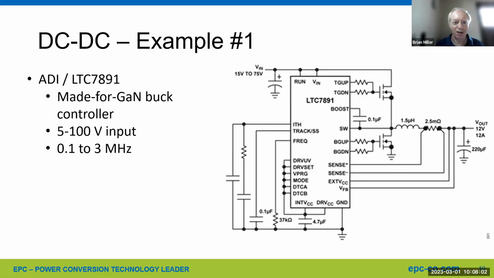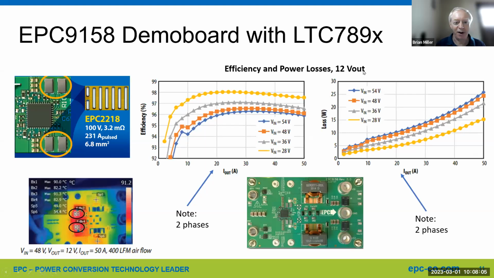So going down a slide, you can see efficiency is very good. Now this one is 2 phases. So if you divide this by 2, say this would be 10 amps for a single phase, you'd be up around 98% efficiency for 28 volts in and 12 volts out. Now it does change with the input voltage. The blue is 54 volts, the gray is 36 volts. But you can see that's very respectable efficiency. I think this particular one is at 500 kilohertz.